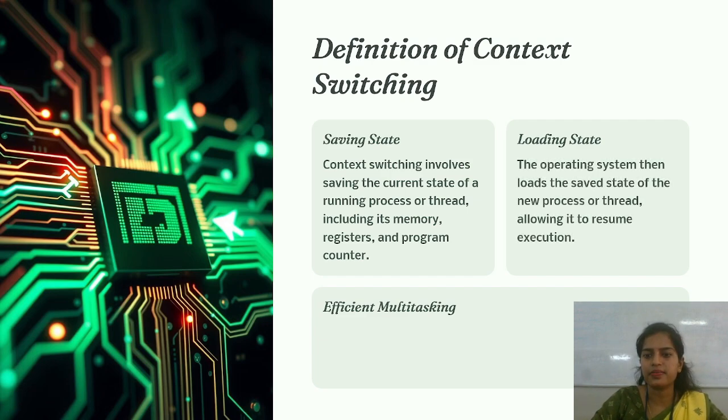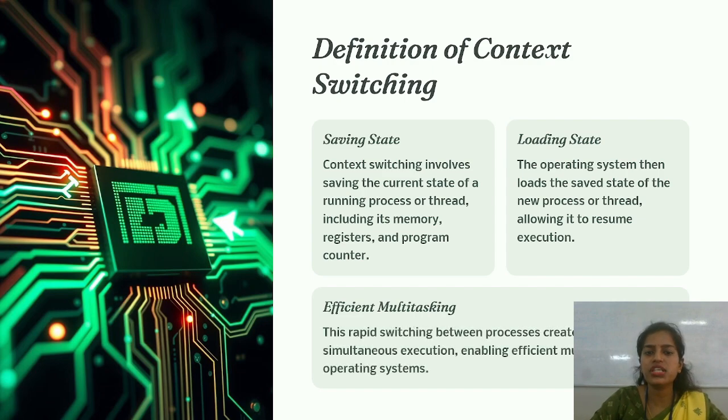Now, what is loading the state? The operating system then loads the saved state of the new process or thread, allowing it to resume execution. Once it is done saving the state of the currently running process, it must load the data of the other process for its execution. So it will load the state information of the other process, and once it loads that state, it resumes execution. In between, context switching takes place, through saving state and loading state. Now the CPU has switched from one process to another for its execution.